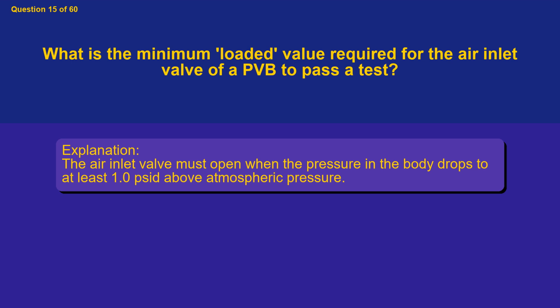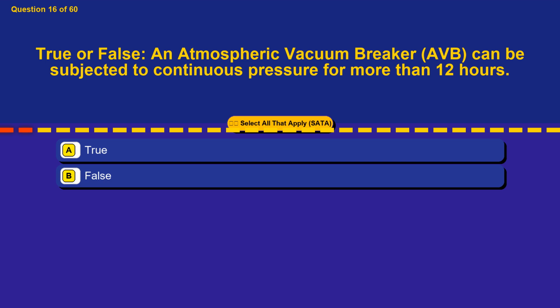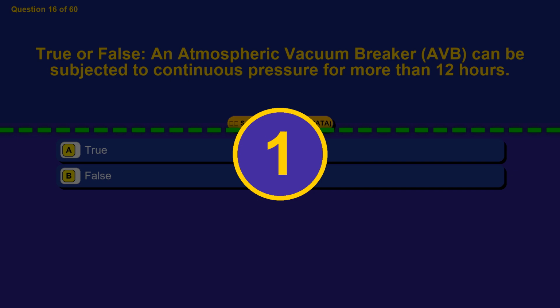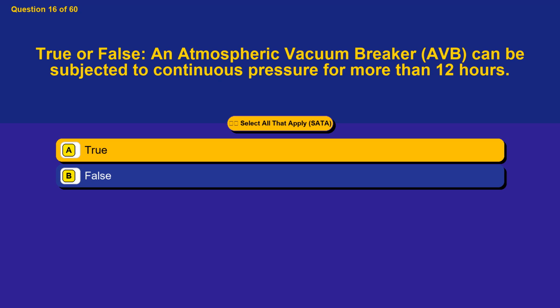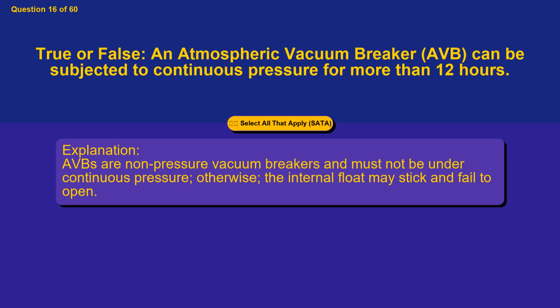Question 16. True or false, an atmospheric vacuum breaker, AVB, can be subjected to continuous pressure for more than 12 hours. Option A, true. Option B, false. The correct answer is option B, false. AVBs are non-pressure vacuum breakers and must not be under continuous pressure, otherwise the internal float may stick and fail to open.